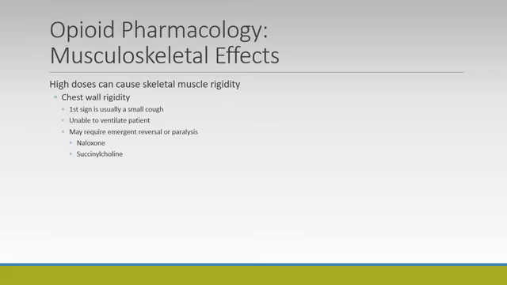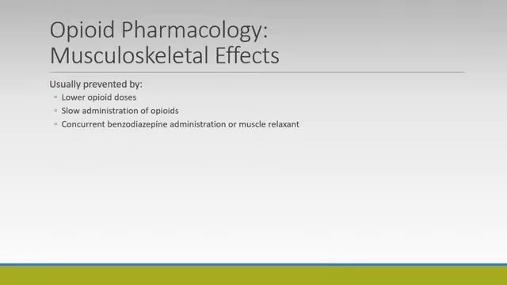And so whenever we have this, one of the first things we need to do is recognize it, and then it often can require emergent paralysis with succinylcholine. So this effect is usually prevented by using smaller doses of opioids.